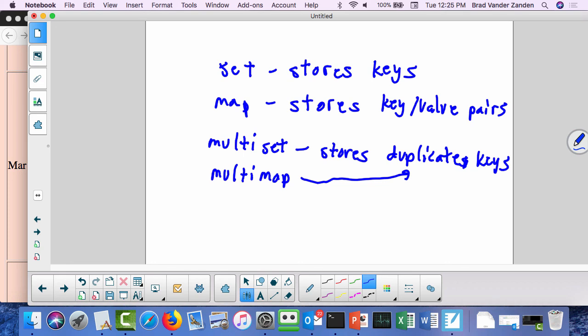Okay? So on Thursday, we're going to pick up with some examples of how to use sets and maps and multi-sets and multi-maps. And we'll also show you the APIs for sets and maps for the standard template library.